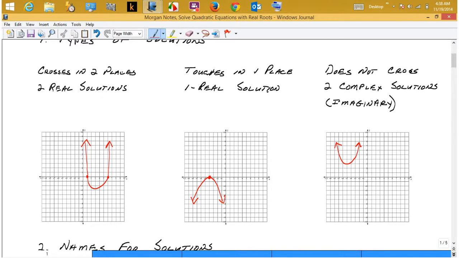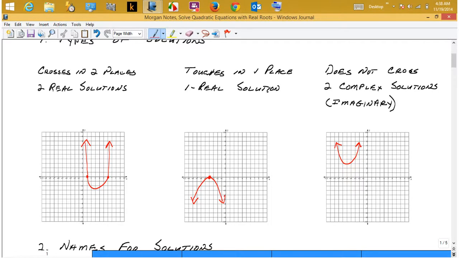Here's another type that we could have. And this one, you can see that it just touches the x-axis and then it goes back down. So this kind of one would only have one solution. It would be one real solution. And then we have the third kind over here that the parabola does not touch the axis at all, so there's no place that it crosses. This kind of a quadratic equation would have 2 complex solutions and it would have imaginary roots.